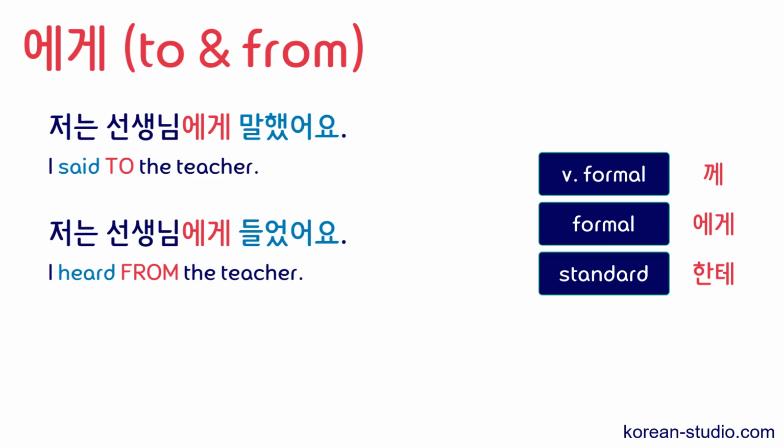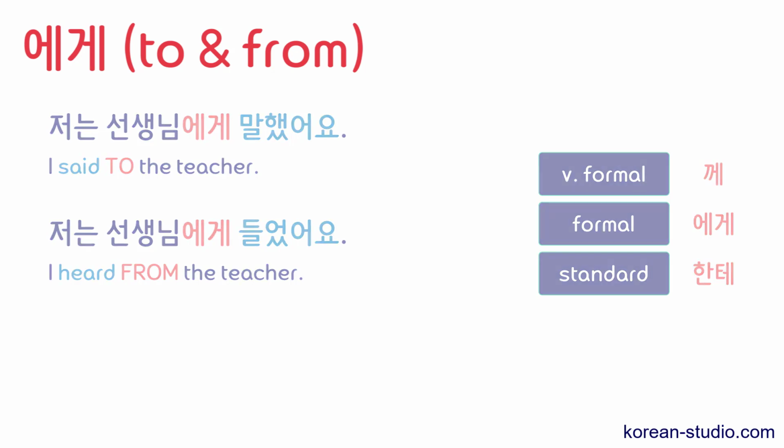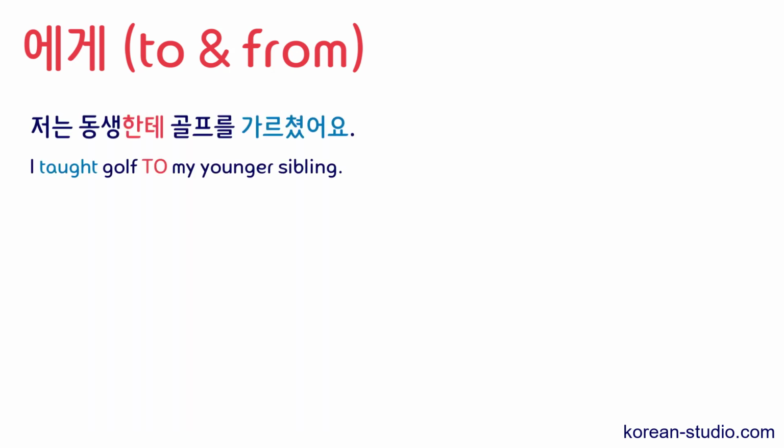And just like we use 한테 and 게 to mean to, we can also use 한테 and 게 to mean from. And working out whether 에게 means to or from is largely based on the verb used in the sentence. In the first sentence, the verb 말했어요, said or told, tells us that 에게 means to. And in the second sentence, the verb 들었어요, heard, tells us that 에게 means from. Let's take a look at some more example sentences.